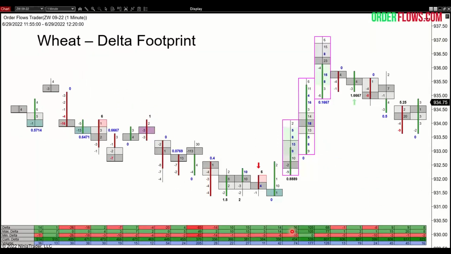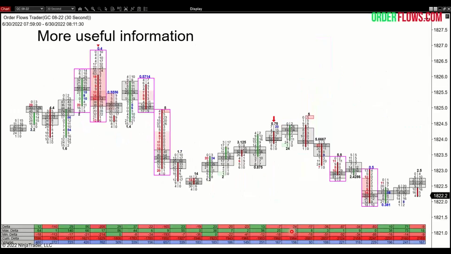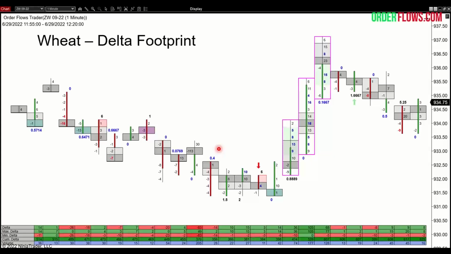Now, another thing I want to talk about is the delta footprint, right? The delta footprint is basically a footprint based on the delta at a price in the bar. It's not the two-way auction, whereas the footprints I was showing you before take into account all the volume that trades on the bid and the offer. The delta footprint takes it a step further. It looks at just the delta at price.